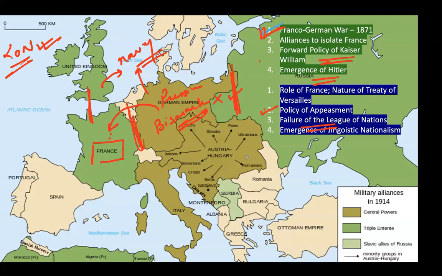Now give your conclusion over here. Naturally, Germany had a predominant role, but there were other factors at play too. Others were also responsible for the events that led to the world wars. Right. So that way you have to conclude.